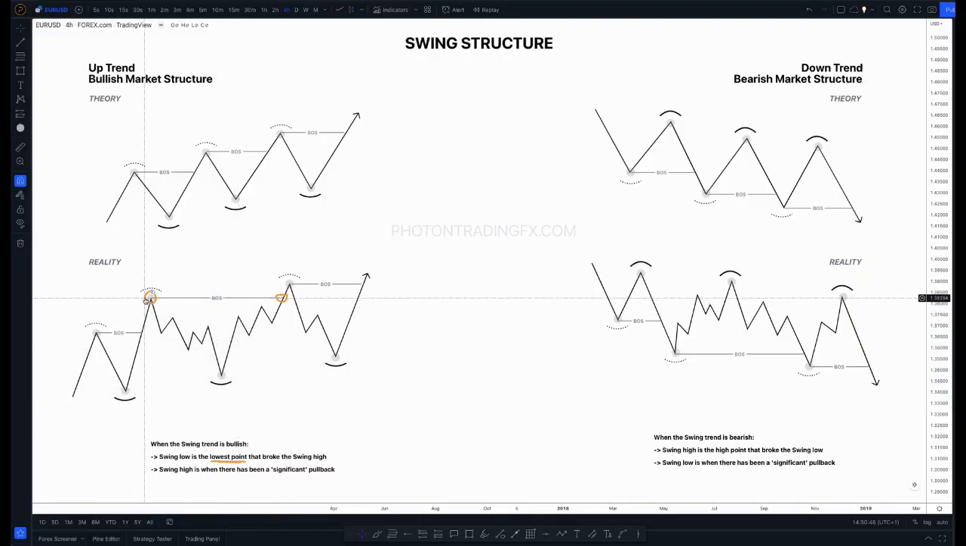So in a bullish market, finding the swing low is 100% mechanical. There's no ifs, buts or maybes, right? Once you've got your swing high and then where price breaks it and you get the candle body close, it's always the lowest point. Okay, so that is 100% mechanical. There's no discretion involved, okay?